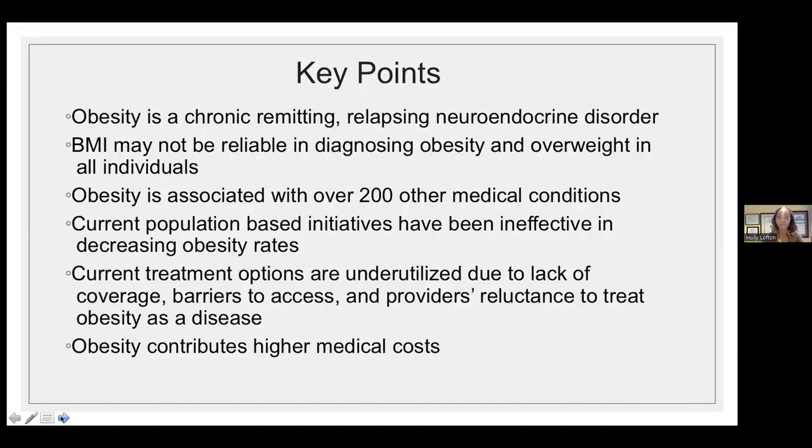So just in summary, I'll leave some time for questions. Obesity is a chronic, remitting, relapsing condition that is affected by neurobehavioral components. BMI, while it's easy to determine, is not the most reliable in diagnosing obesity, so we should use other modalities. Obesity is associated with many other medical conditions, and even though we have these population-based initiatives, they have not really been effective. So we should consider this a medical condition that we should treat with the options of lifestyle modification, pharmacotherapy, and surgery. However, on a policy level, our options are underutilized due to lack of coverage, prior authorization, and barriers to access, and obesity does contribute to higher medical costs.